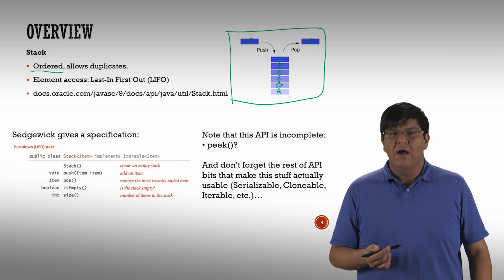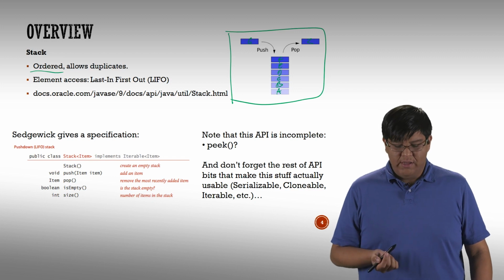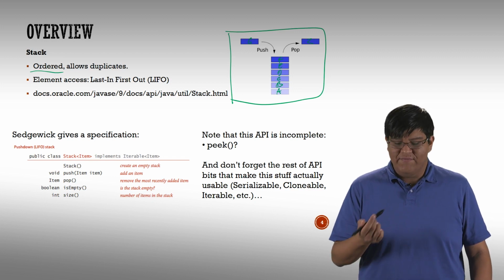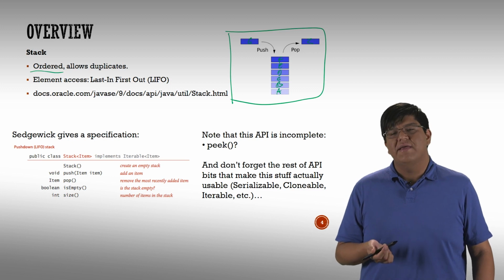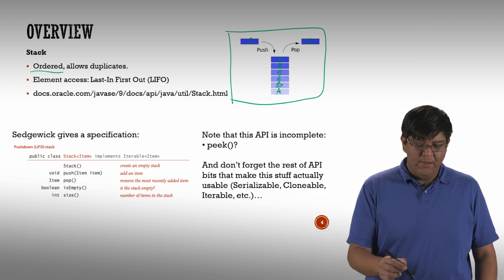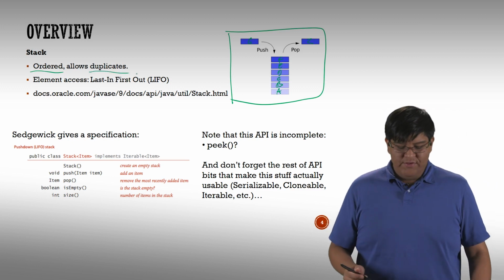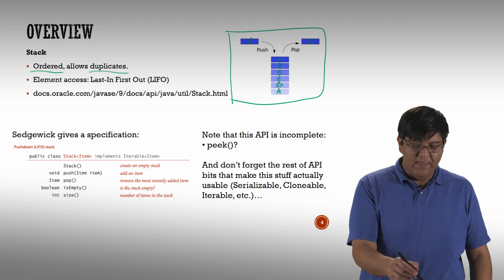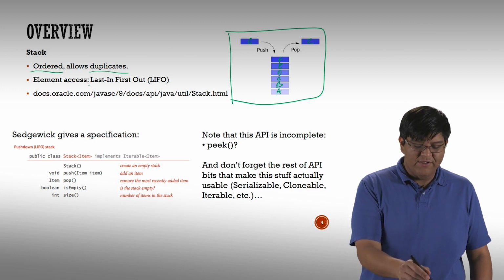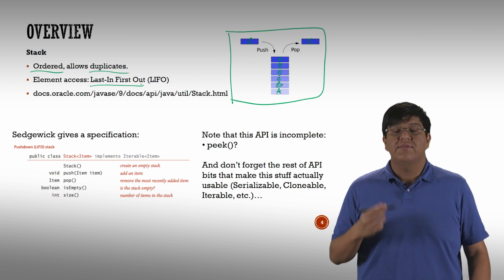So it's ordered. Stacks can allow duplicates, which is good. I didn't draw anything here, but I could have pushed A again, and it would be a different A than that bottommost A. That would be fair game. So it allows duplicates. This is what we call, in typical speak, a LIFO, or last in, first out collection. That's the rule that governs it.